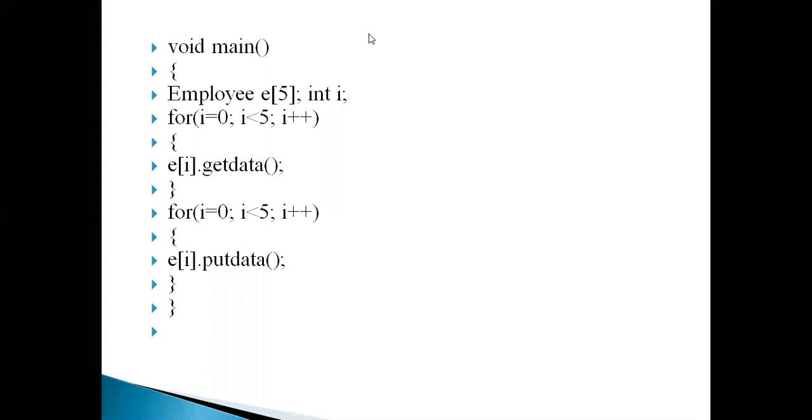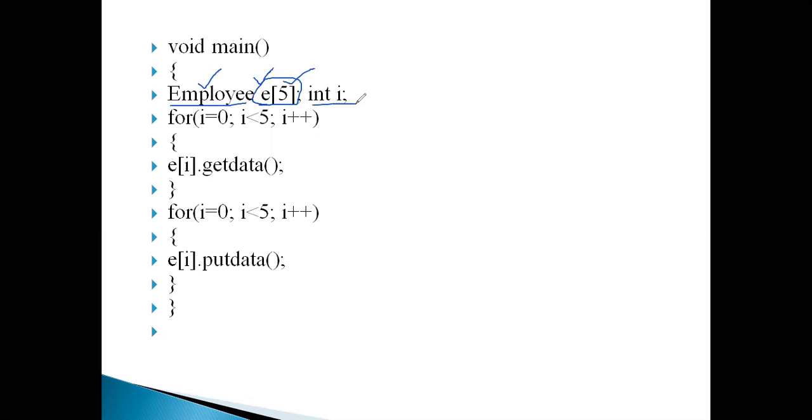See, my intention is to create an array of objects, not only a single object. If there is only E, that indicates it is only one object. But here I don't want to create only one object. I am going to create an array of objects, which will be created like this: E of 5, which indicates E is the object of the class employee, which is going to create 5 copies, 5 objects, E1, E2, E3, E4, E5 of the employee class only.